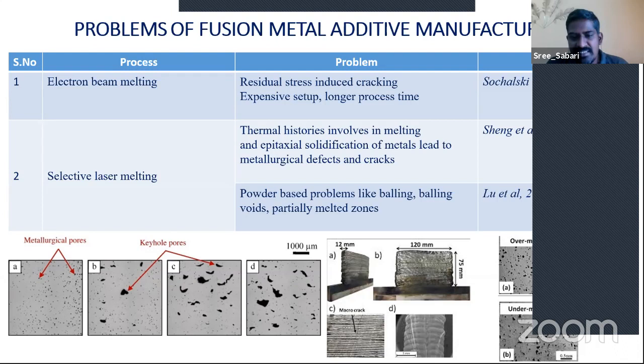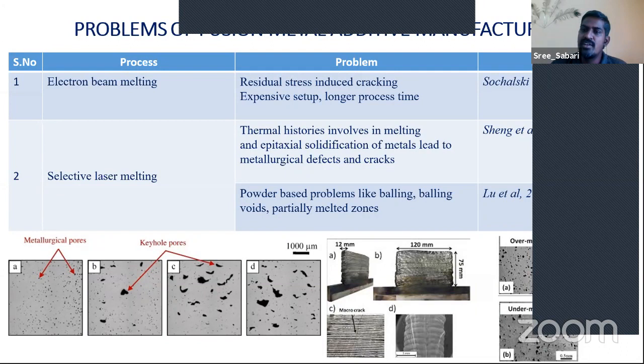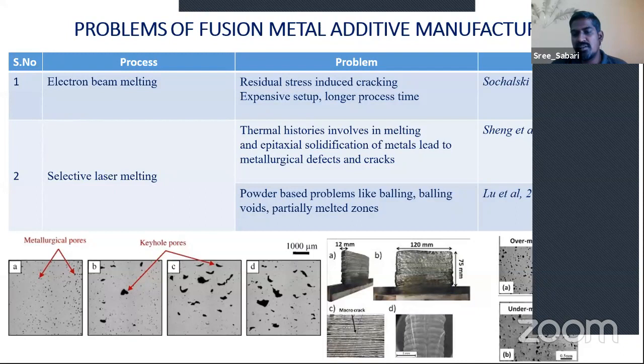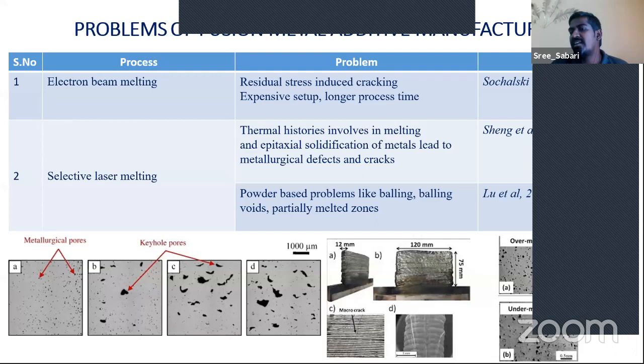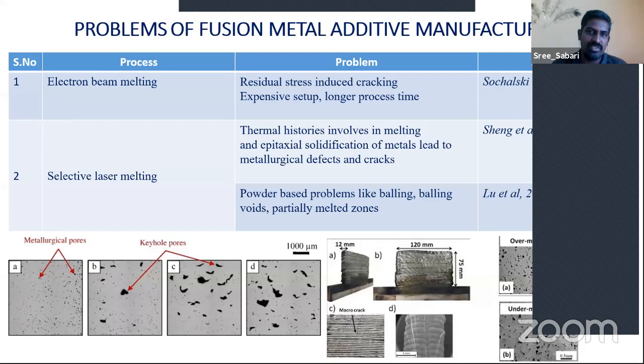In the second set of figures, you can find a wire arc additive manufacturing process. It is also a conventional metal additive process. Here you can find a macro level crack, which is highlighted in figure C. This is mainly because of the residual stress, and due to some metallurgical reasons, you will also have some cracks. And the last two figures are related to selective laser melting. There is a possibility of over melting and under melting problems. Because of that, you will have some pores, which will lead to failure of the component. So these are all the problems of fusion melting metal additive manufacturing. Okay.